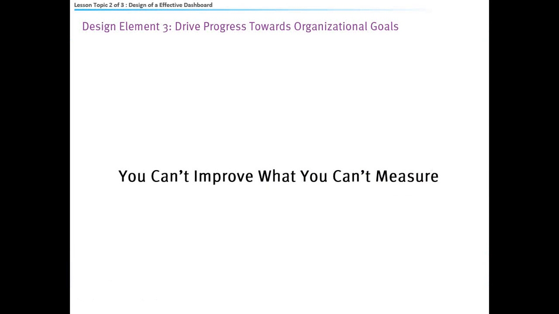Okay. And so we're going to talk about design element number 3, and we're going to talk about how you can drive progress towards your organizational goals. And so the concept here is that you can improve what you can measure.